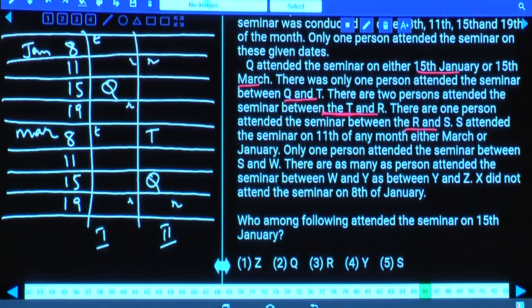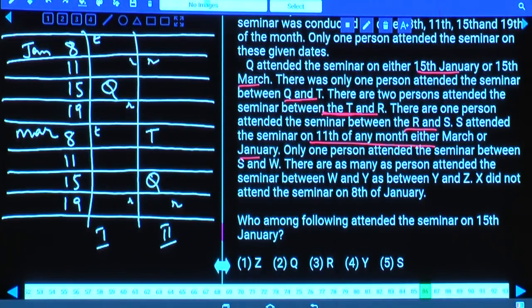S attends the seminar on 11th of any month. As S is on 11th of any month, either March or Jan, and 1 person between S and W. There are as many persons attending the seminar between W and Y as between Y and Z. X did not attend the seminar on the 8th of January.